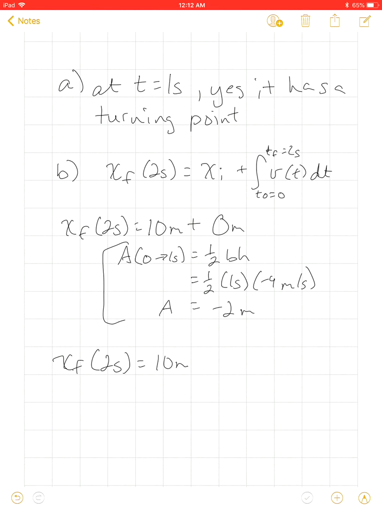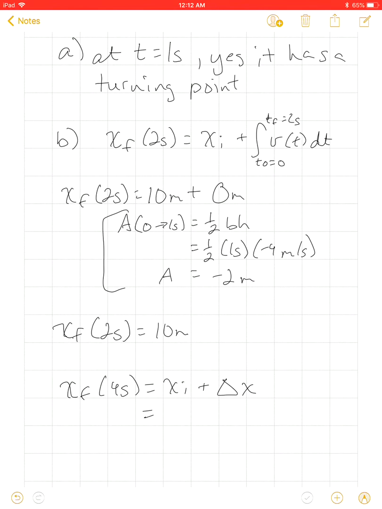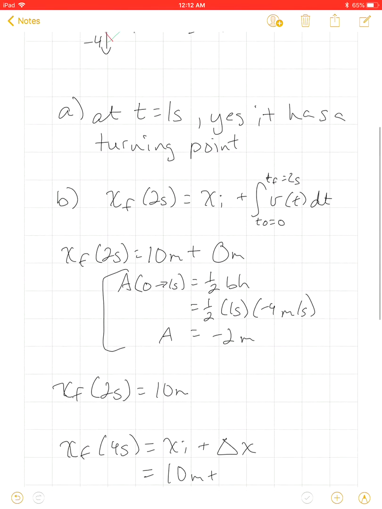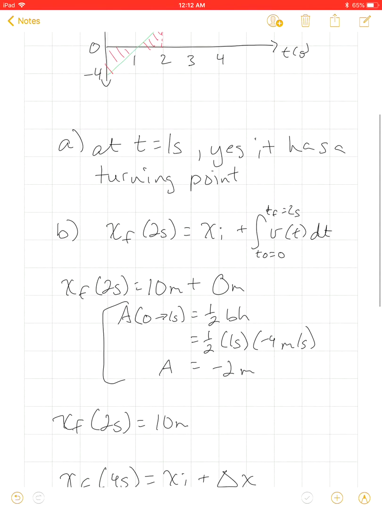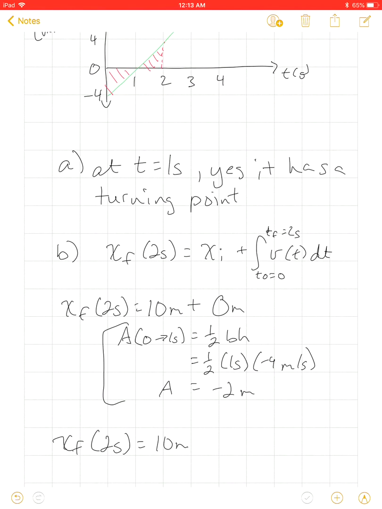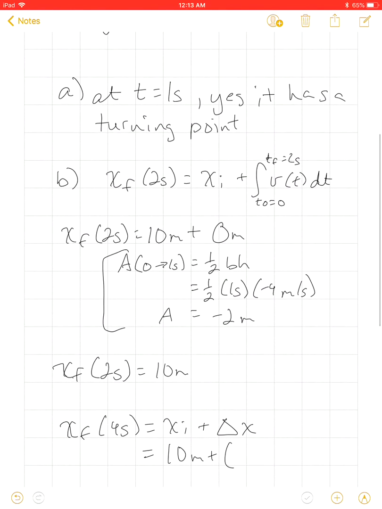Now at 4 seconds, we want to do this calculation again. We're going to do our initial position plus our change in position. And again, we don't have to integrate because it's a triangle. We can just calculate the value. So x final is going to be equal to 10 meters plus, I'm going to break this into two parts. We know that that first triangle below the x-axis between 0 and 1 is equal to minus 2 meters. So I'm just going to put minus 2 meters.